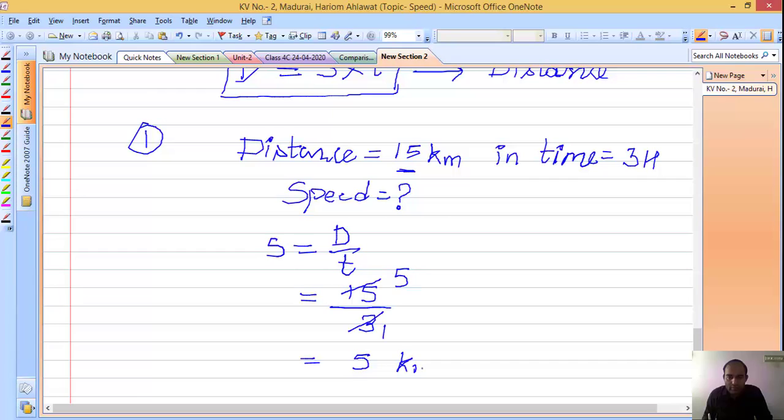What is the upside? Kilometer. Per. What is the downside? Hour. Kilometer per hour. So it is the unit of time. If here is 15 meter and here is 3 seconds, what will be the unit? Meter per second. But here is kilometer, so kilometer per hour. This is the speed. So now you know the speed. Speed equals 5 kilometer per hour.